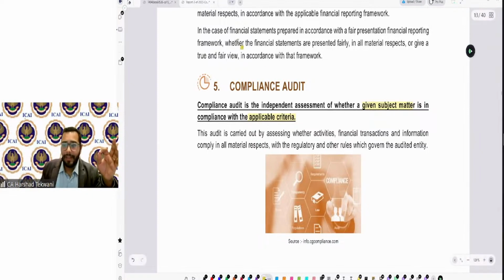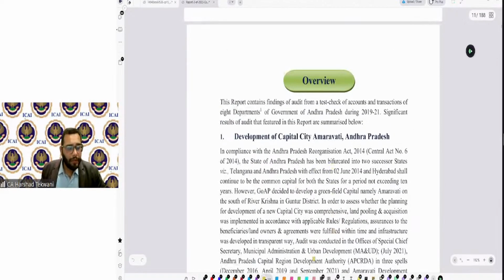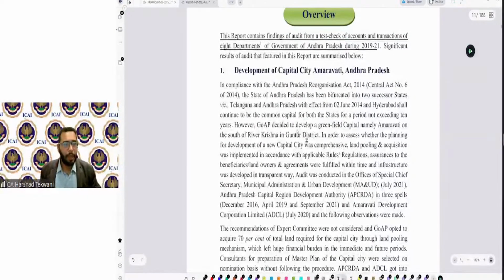Let's understand what the subject matter and the applicable criteria are with the help of this report. What is written is, the report contains findings of an audit from a test check of accounts and transactions of 8 departments of the Government of Andhra Pradesh during 2019 to 21. And this is the summary. So from here, I could sense that the 8 departments can be my subject matter.